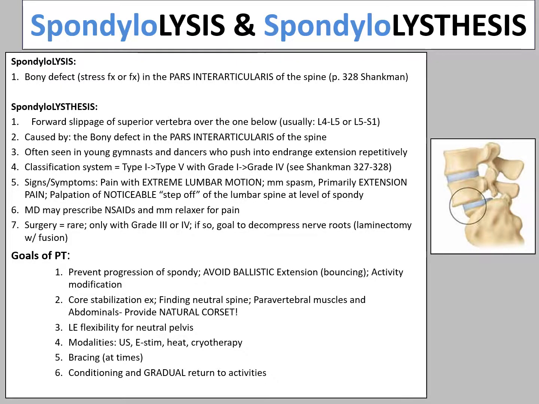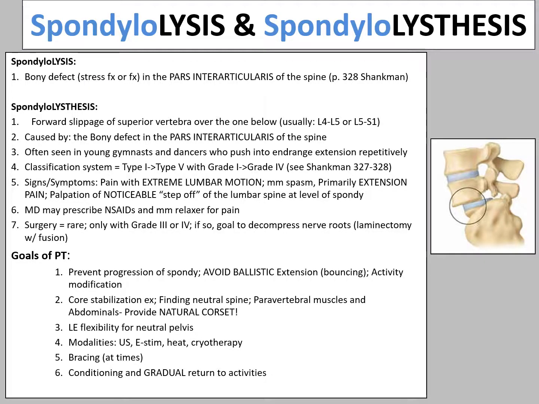Then type 2 is the most common type in people age 5 to 50, and it's usually a result of mechanical stress. So this would be the gymnast or the dancer who forces end range extension. And then type 3 is more of the degenerative type. It's more common in the older population. It usually occurs because there's a loss of ligament integrity, and that allows for more forward slippage. Type 4 is traumatic, so it's caused by trauma, an acute fracture. And then type 5 is pathological, so it's due to a bone tumor.